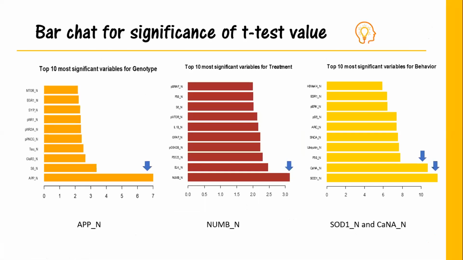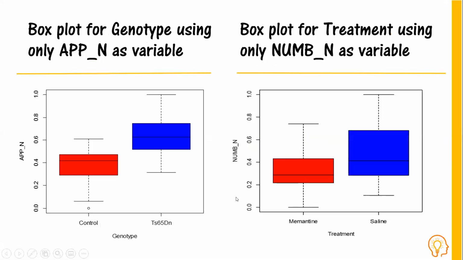And we apply the same on the treatment class. We choose only the NUMB to see how the result goes. We can see that the box plot for the treatment using NUMB as the only variable is not so obvious, but we can still categorize the Memantine and the saline mice according to this box plot.